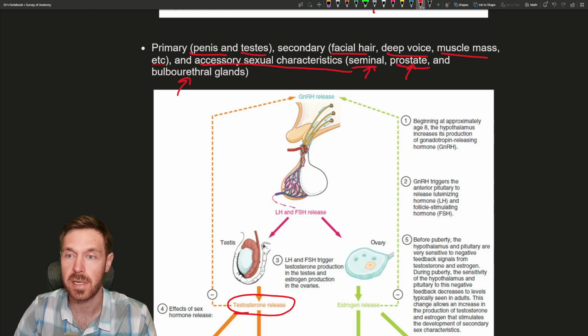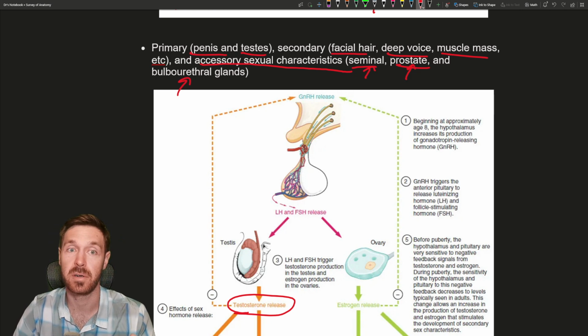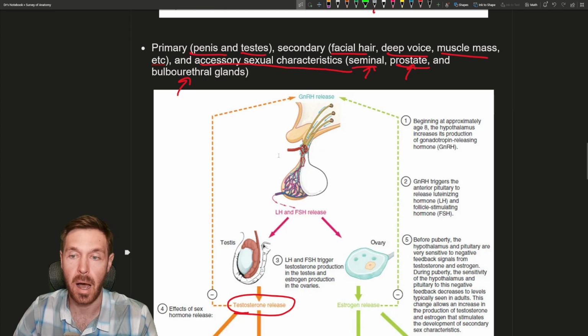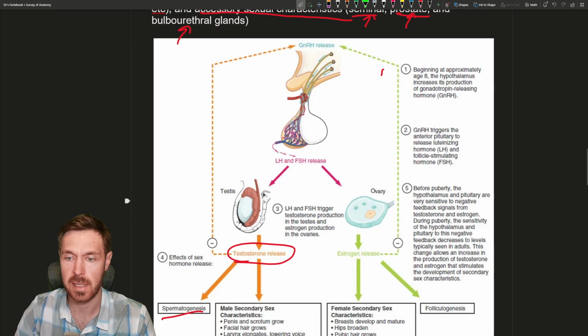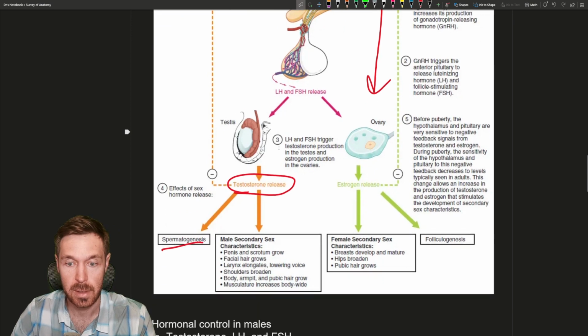And then seminal and prostate glands, these are supporting the sperm, giving the sperm nutrients like fructose, which are easy energy sources for them to survive. Again, this same image will come up next time when we talk about the female system.